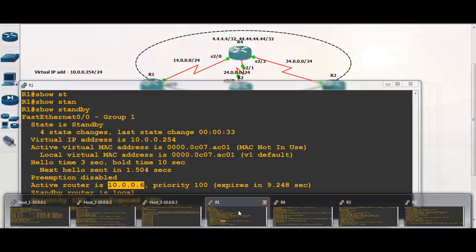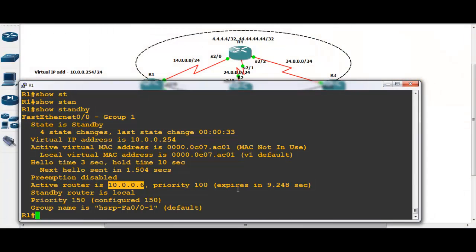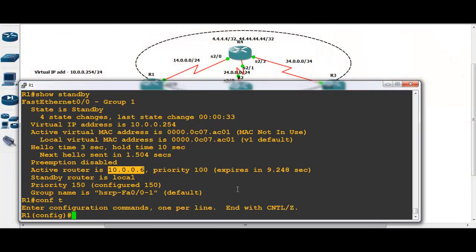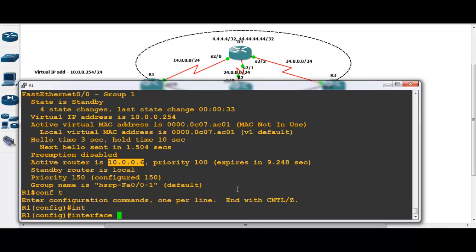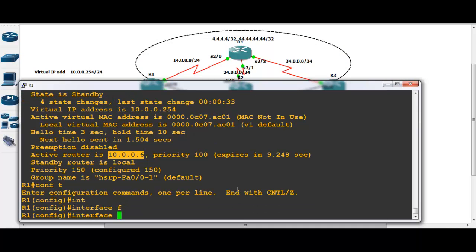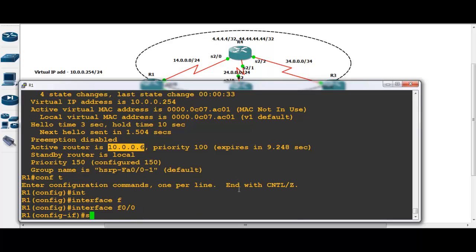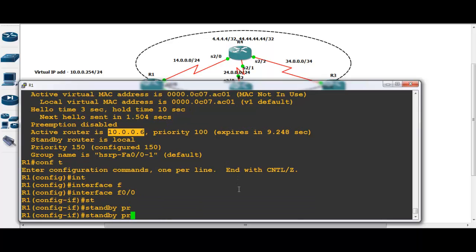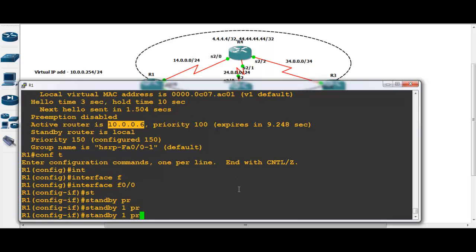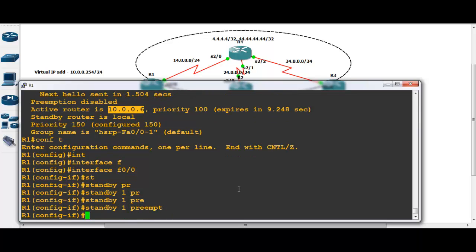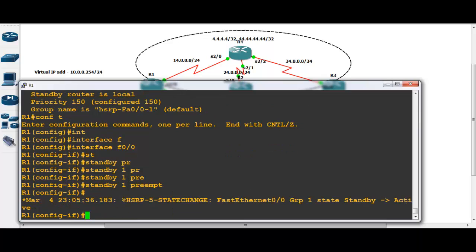So if you want R1 to take the role of active, I need to change the preemption. I'll say standby group ID preempt. Now you're going to see this will take the role of active because this has got the highest priority.